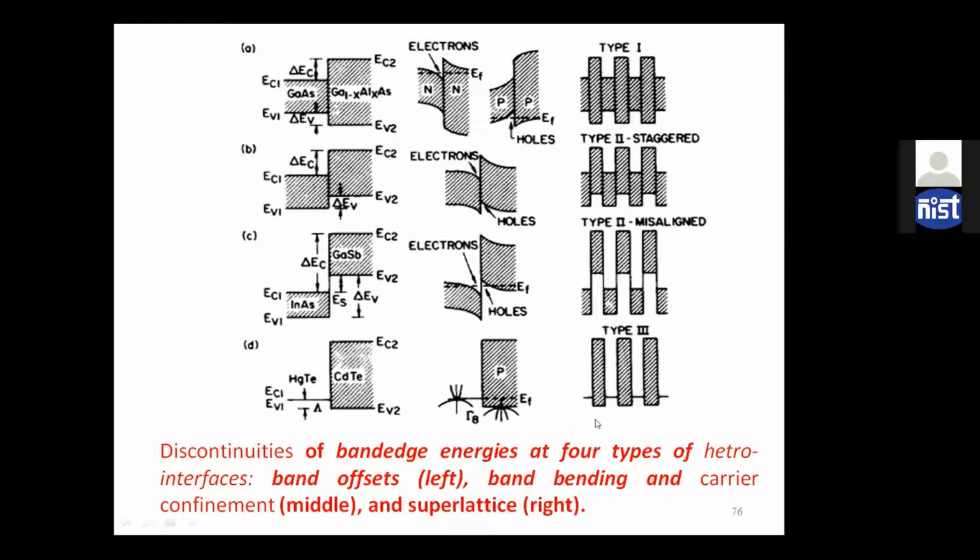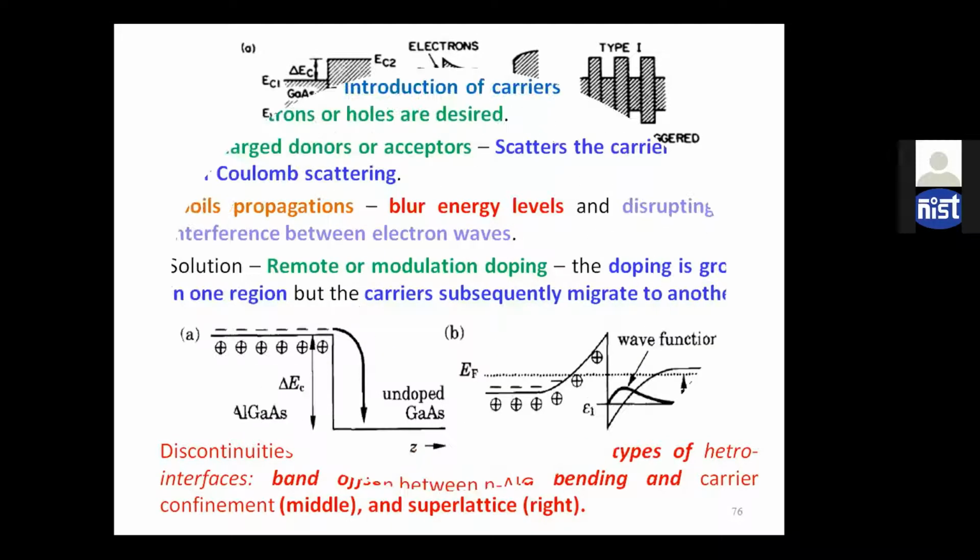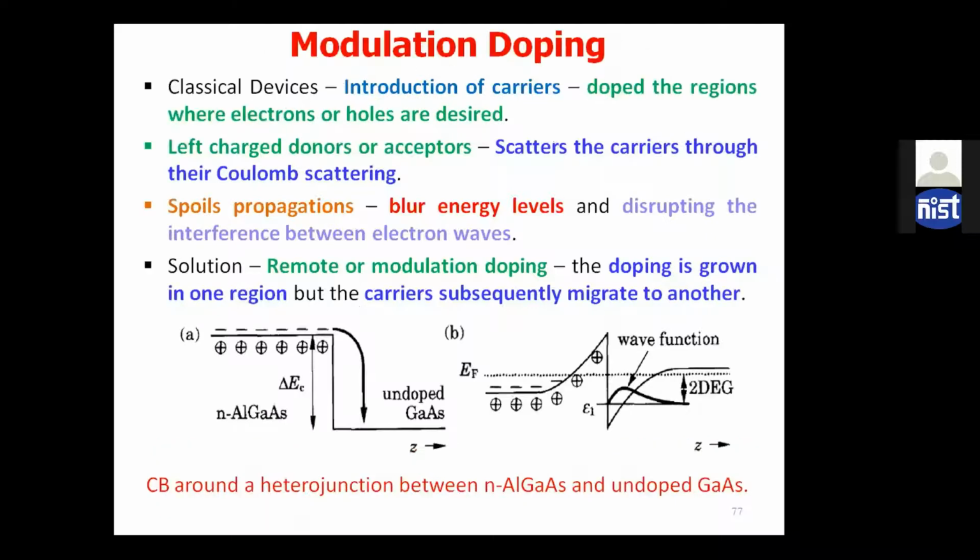This last one gives you the superlattice if you form it by using this semiconductor heterostructure, and this middle one gives the band bending. So then, after band engineering, another topic that comes is modulation doping.